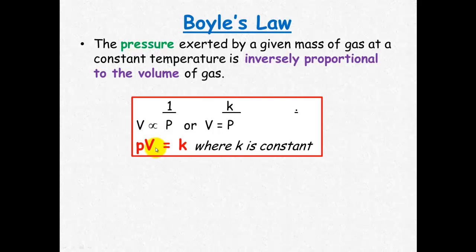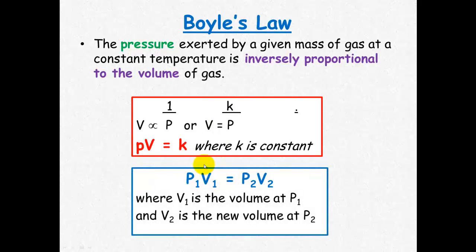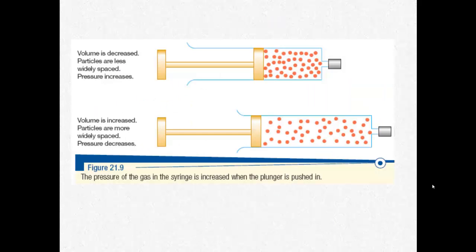We can put this into a formula with V equals K divided by P, where K is a constant, so PV equals K. An easier way to look at this is the formula P1V1 equals P2V2, where V1 is the volume at pressure 1 and V2 is the new volume at pressure 2.